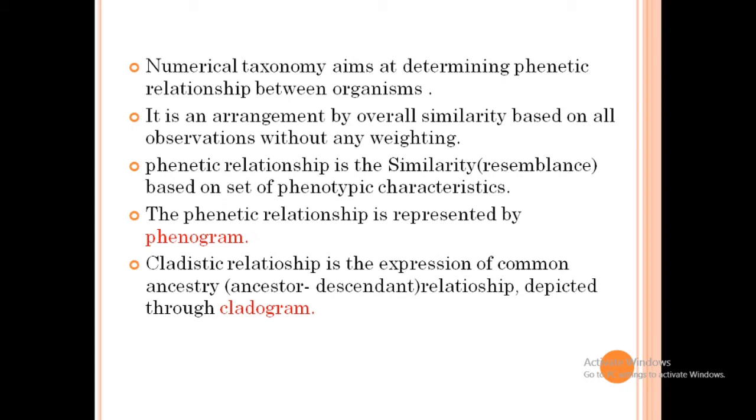So what we are using here is usually phenotypic characters, a number of characters under consideration, then we are comparing or resembling them. Okay. Phenetic relationship is finally represented by a phenogram. But when you are considering evolutionary relationship, you can record it in the form of what? Cladogram. That is cladistic relationship. Here it is phenetic relationship, that is measured and observed through a phenogram.